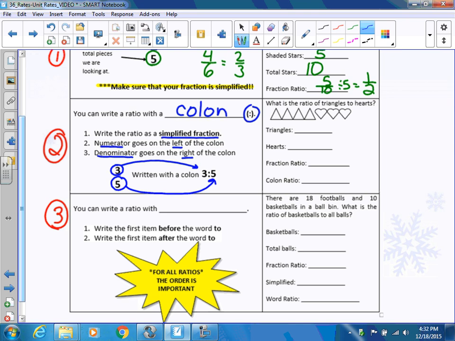So let's look at this example over here. What's the ratio of triangles to hearts? This is a part to part comparison. So I have 1, 2, 3, 4 triangles, and I have 3 hearts. So my fraction would be 4/3. It's important to note that you always do it in the order that it's given to you. So I have triangles on top and hearts next. And if I were to write it using a colon, I would simply write 4:3.